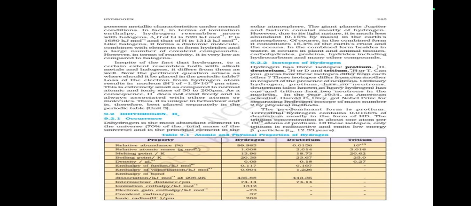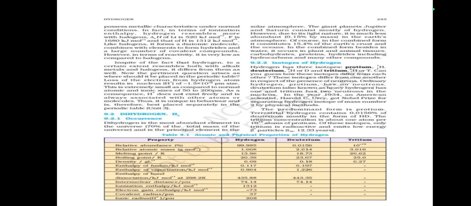Like halogens, it forms a diatomic molecule and combines with elements to form hydrides and a large number of covalent compounds. However, in terms of reactivity, it is very low as compared to halogens. In spite of the fact that hydrogen to a certain extent resembles both the alkali metals and the halogens, it differs from them as well. And now the pertinent question arises: where should it be placed in the periodic table?